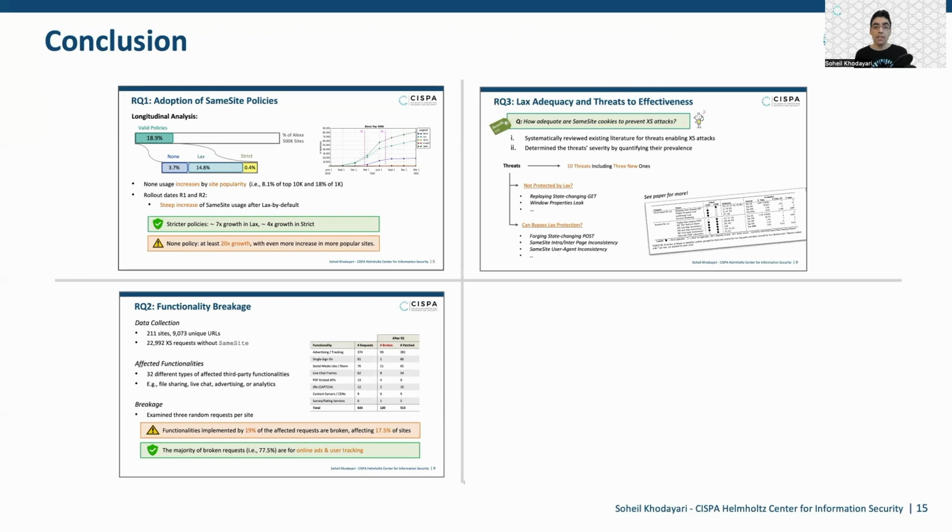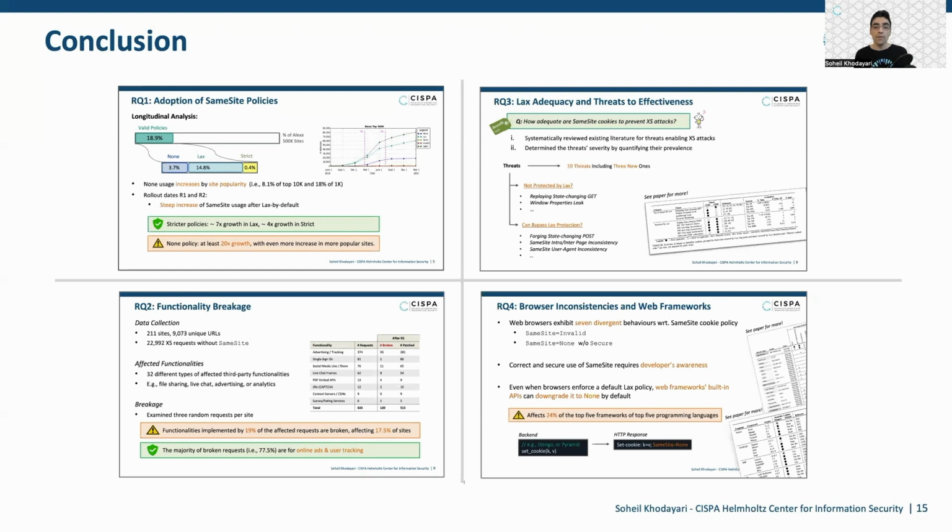and showed that there is a significant mismatch between request contexts protected by LAX and the contexts used by websites to implement security-sensitive operations. And finally, we showed that browsers diverge when enforcing the SameSite cookie policy, and 24% of the top 25 frameworks can revert the LAX by default protection when the developer uses the framework's built-in APIs.